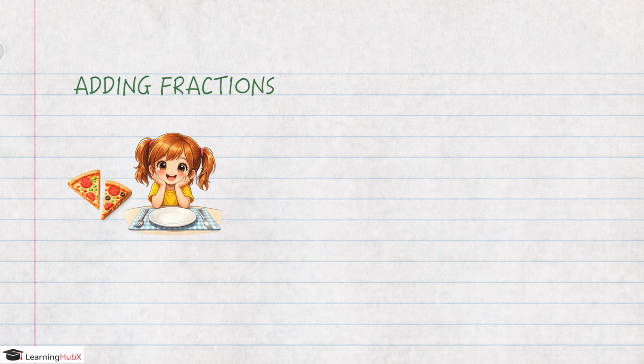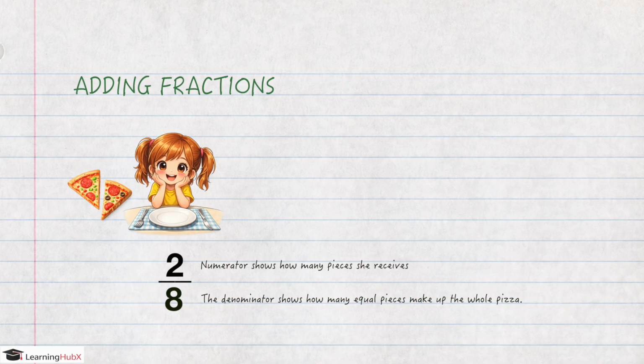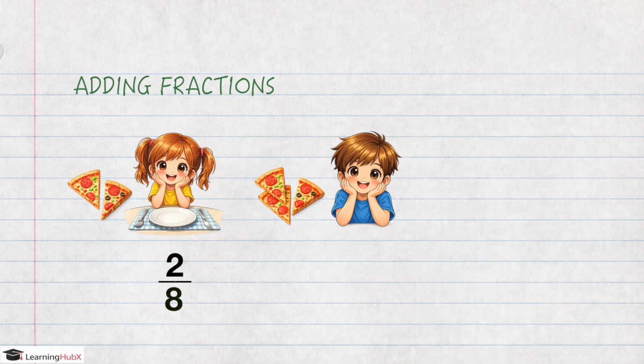I gave my sister 2 pieces out of 8 equal pieces. So we write 2 over 8. The numerator shows how many pieces she received. The denominator shows how many equal pieces make up the whole pizza. I also gave my brother 3 pieces out of 8 equal pieces. So we write 3 over 8.